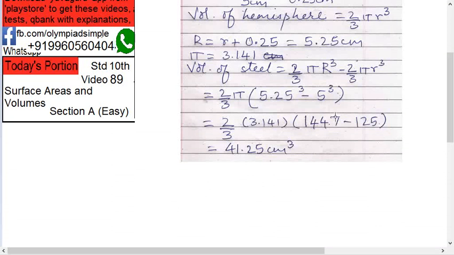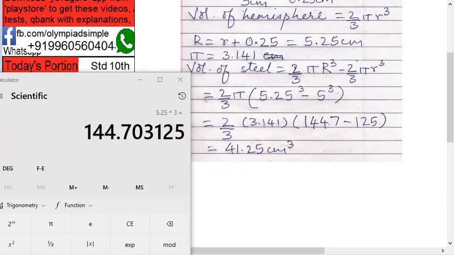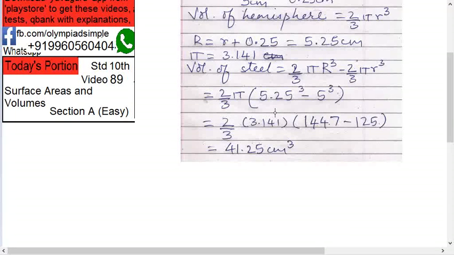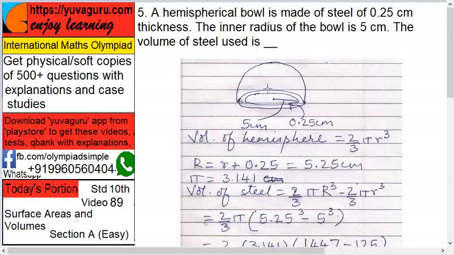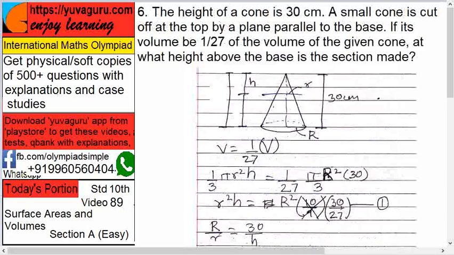Go behind that. Okay. So you'll say how the cube of 5.25 be 144.7. See here, it's a huge number, 144.703125, but we are not concerned with these numbers. Okay, so that's 144.7. So solve this, you get 41.25 cm cube. That is the required volume of the metal for making this hemisphere.